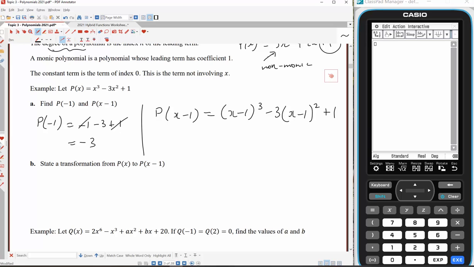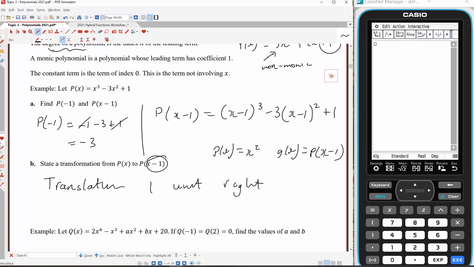Right, state a transformation from p of x to p of x take 1. Well, whenever I put x take 1 into a function, what that represents is a translation 1 unit to the right. How do I know? Well, think about it. If p of x equals x squared, and I make a new function, g of x equals p of x take 1, then g of x will equal x take 1 all squared. And that's just the standard parabola moved 1 to the right.